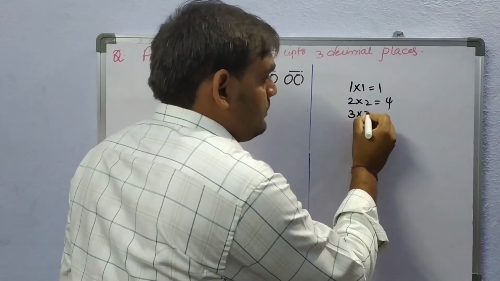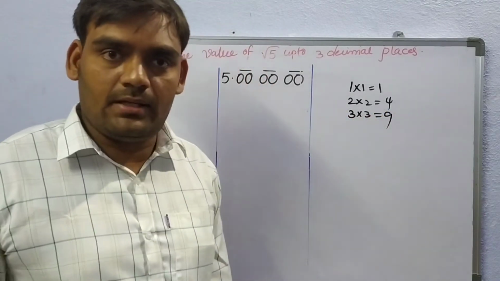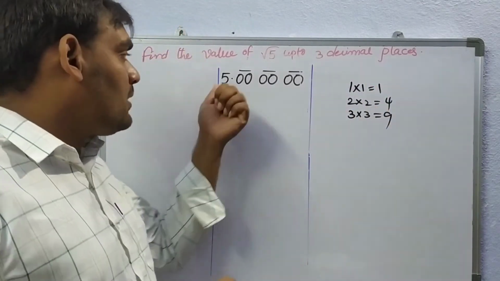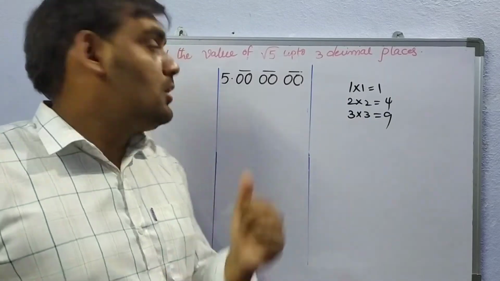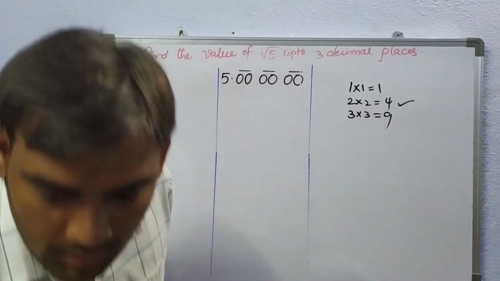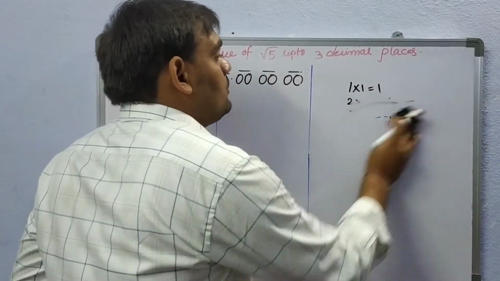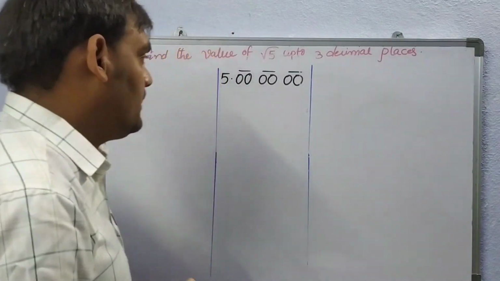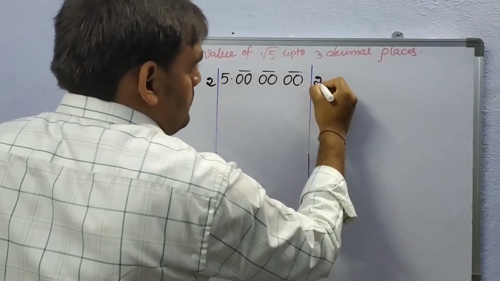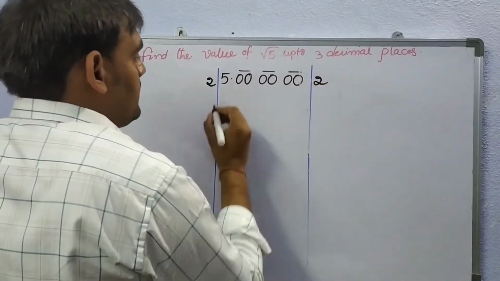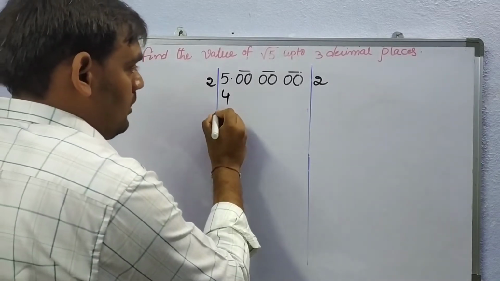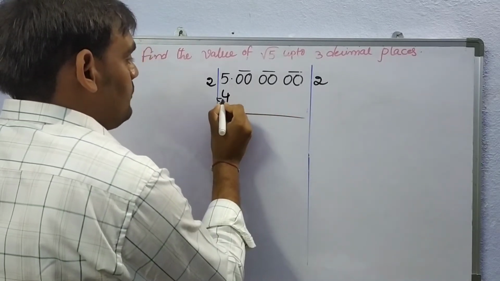Next 3 into 3, 9, it is also a perfect square. Among these 3 numbers, which is the nearest number to 5 and also less than 5? 4. We need to take 4, as the number is a perfect square and also less than 5. So here we write 2 and here also 2. After that we write the value 4 here. Now we need to do the subtraction.